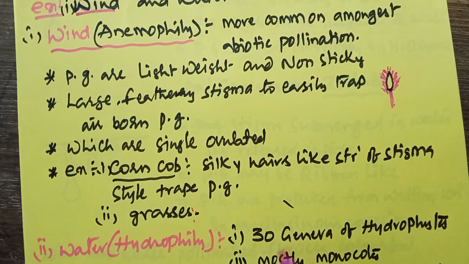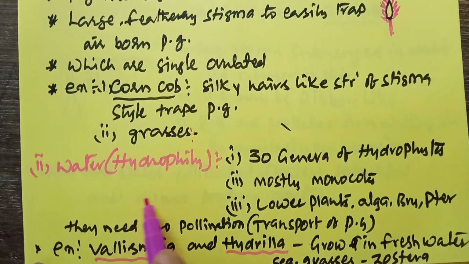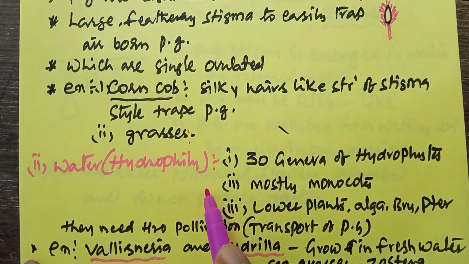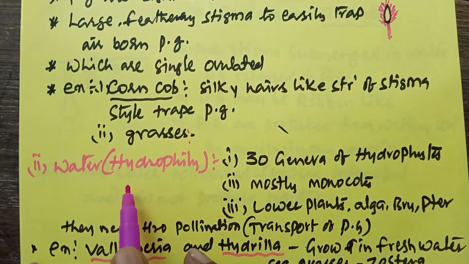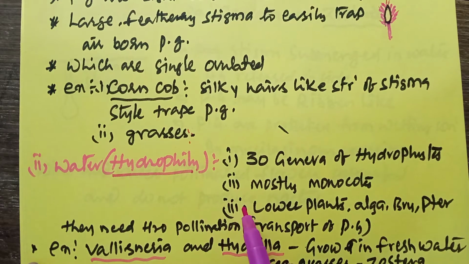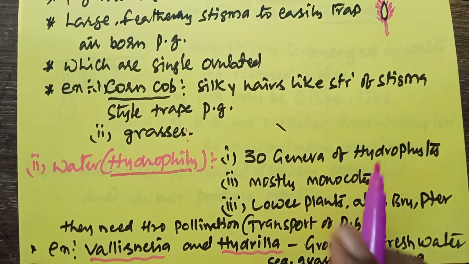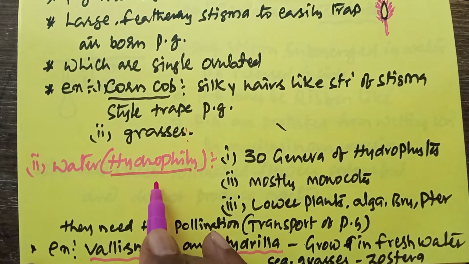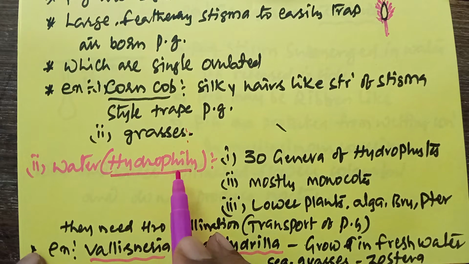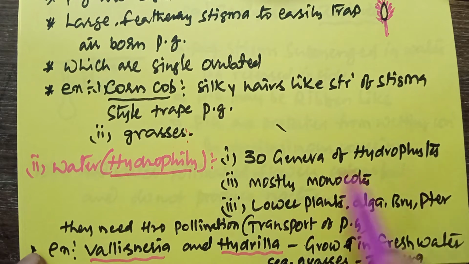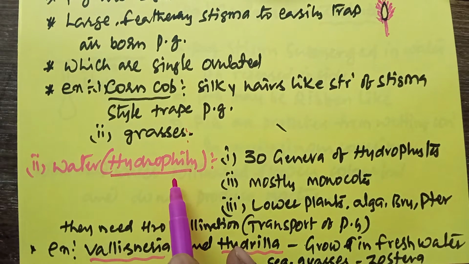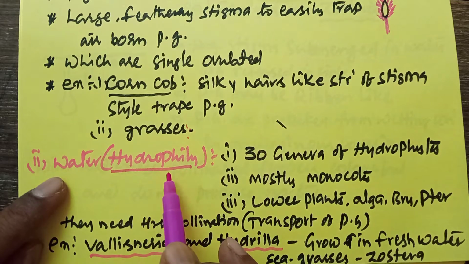Now come to the second abiotic pollination, that is water pollination. When water participates in pollination, that pollination is called water pollination, or technically, biologically, hydrophily. So water current is an important agent for transporting pollen grains from anther to the stigma, and that is called hydrophily. When we observe the hydrophily process, water is the agent.